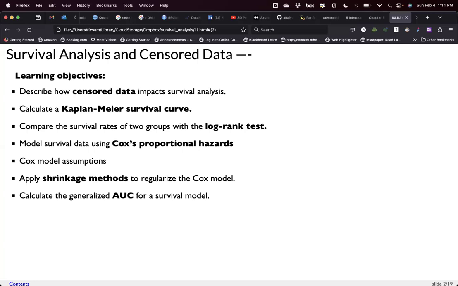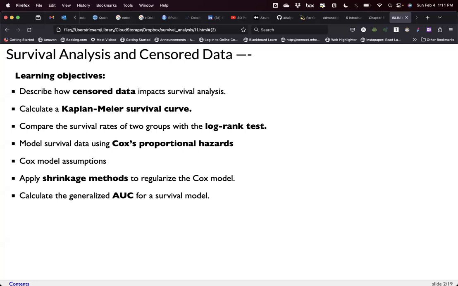Then we're going to do some calculations. We're going to discuss what basically is a Kaplan-Meier survival curve. We're going to compare the survival rates of two groups with a log-rank test, which is kind of like a t-test for two groups with their corresponding means. Then we're going to model survival data using the Cox proportional hazards. We're going to study a little bit of the assumptions.